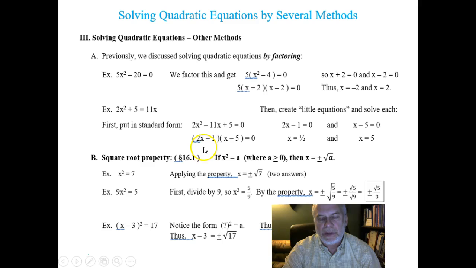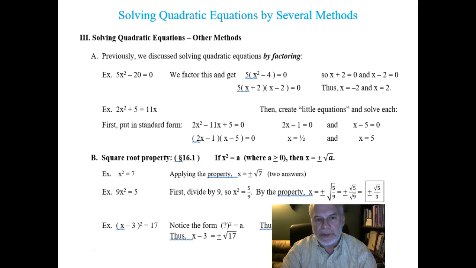Then you set each binomial equal to 0. So 2x minus 1 equals 0. You move the 1 over, you get 2x equals 1. Divide by 2, you get 1/2. X is 1/2. Here, x minus 5 equals 0. You move the 5 over, you get x is positive 5. So we have just solved a couple equations by factoring.